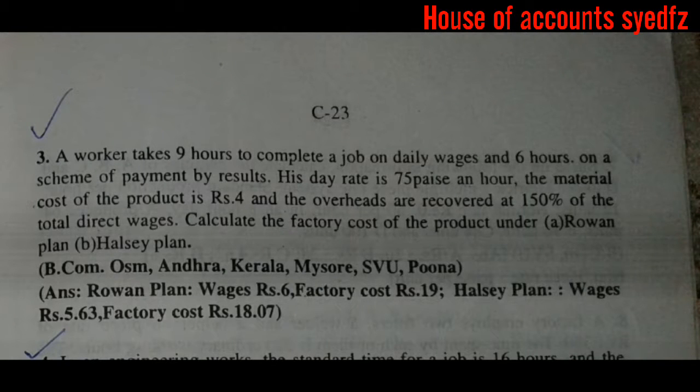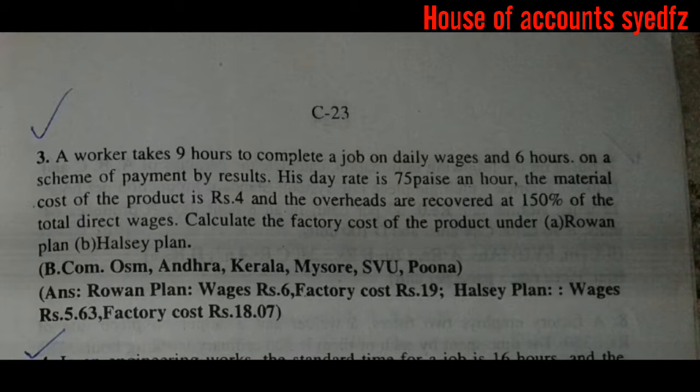Question number three. A worker takes 9 hours to complete a job on daily wages and 6 hours on a scheme of payment by result, means he's completing within 6 hours. His day rate is 75 paisa an hour. The material cost of the product is 5 rupees and the overhead cost recovers 150% of the total direct wages. Calculate the factory cost of the product under Rowan and Halsey plan.